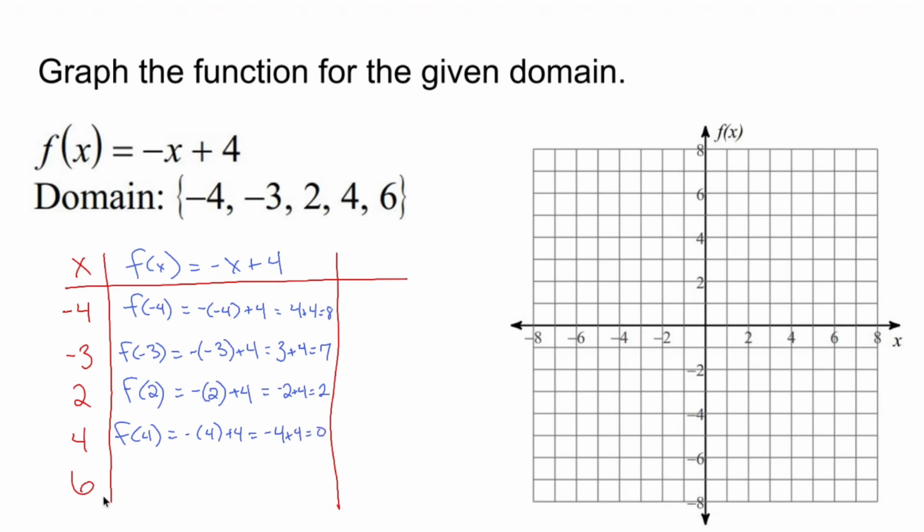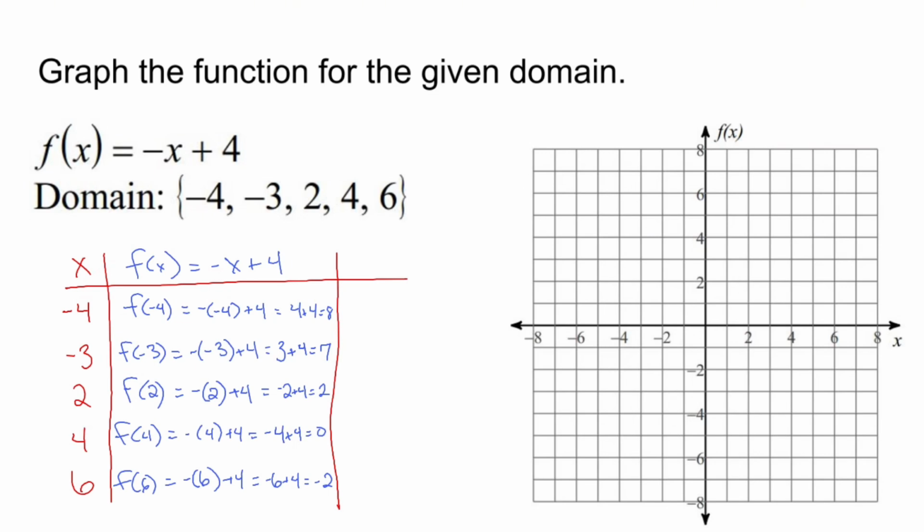And last but not least, we have ourselves 6. So f of 6 is going to equal negative parentheses 6 plus 4, which is negative 6 plus 4, and negative 6 plus 4 is negative 2.